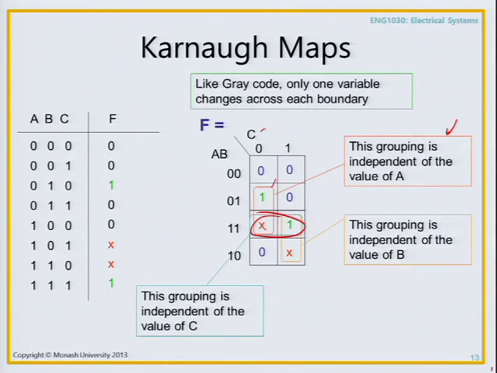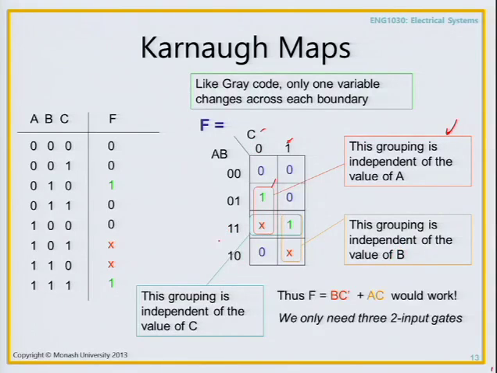And this grouping will be independent of C because A equals 1, B equals 1, and C is equal to 0 or 1. So that's fine. Okay. So in this case, we could say that this one was the case where B equals 1, so this was B equals 1 and C equals 0, and this case was A equals 1 and C equals 1.